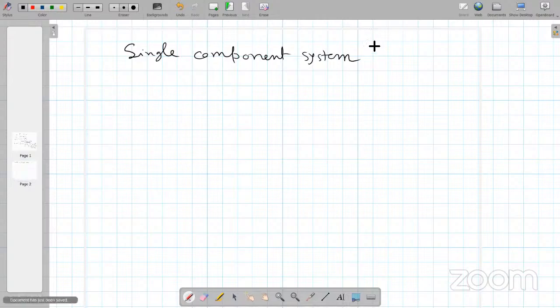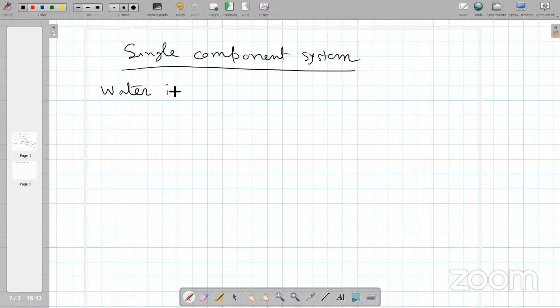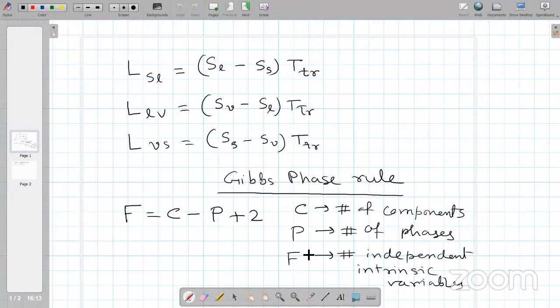Let us be even more specific. We just take water in a beaker. Just liquid water in a beaker. Now, in order to specify the thermodynamic state of this system, how many parameters do we need? This will be precisely the number of degrees of freedom, or F, that is required from the phase rule.